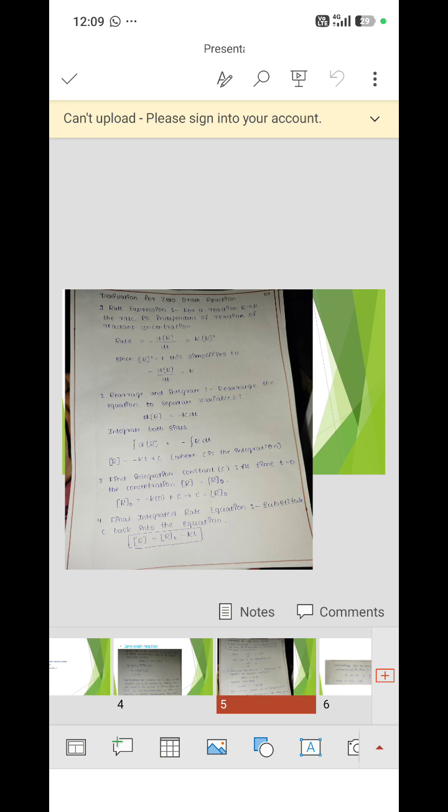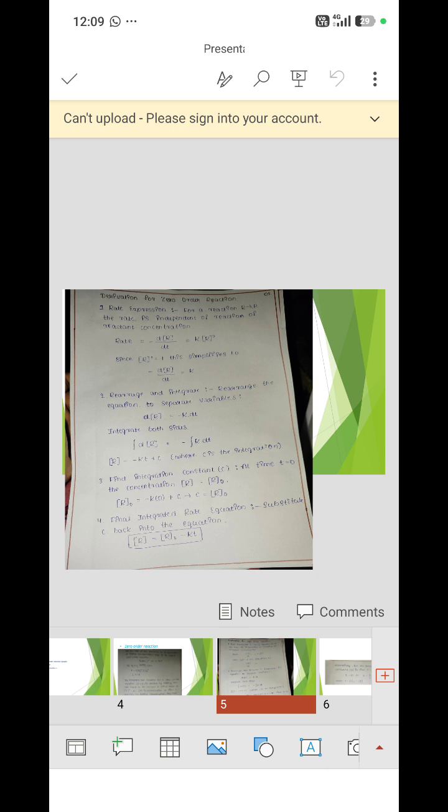Next step is to rearrange for integration. Rearrange the equation to separate variables. dR is equal to minus K dt. Integrate both sides. Integrate dR is equal to minus integrate K dt. R is equal to minus Kt plus C, where C is the integration constant.